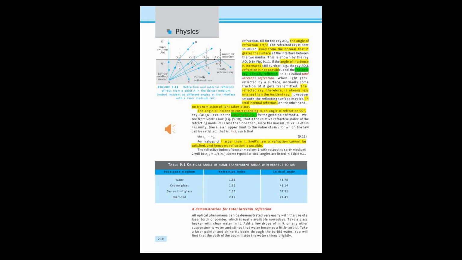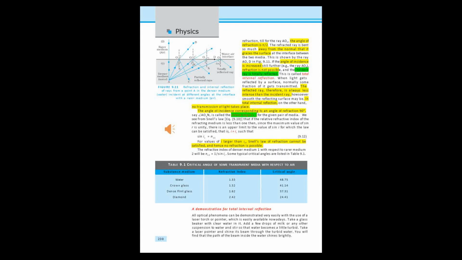When light gets reflected by a surface, normally some fraction of it gets transmitted. The reflected ray, therefore, is always less intense than the incident ray, howsoever smooth the reflecting surface may be. In total internal reflection, on the other hand, no transmission of light takes place. The angle of incidence corresponding to an angle of refraction 90 degrees, say angle ic, is called the critical angle, i, for the given pair of media.